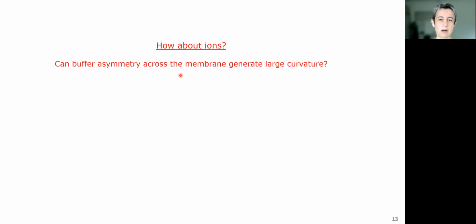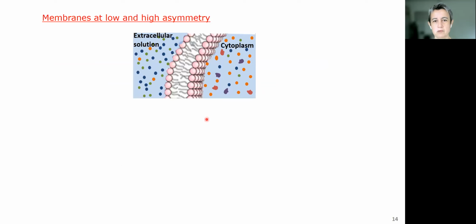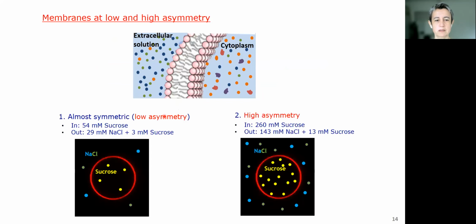And then we wonder, well, how about ions? If we have buffer asymmetry across the membrane, can this generate large curvature? And this question is motivated by the solution asymmetry across the plasma membrane. Outside, you have a lot of sodium and chloride ions. Inside, you have potassium ions, a lot, but no chloride ions. And we created a simple system at low and high asymmetry mimicking this.